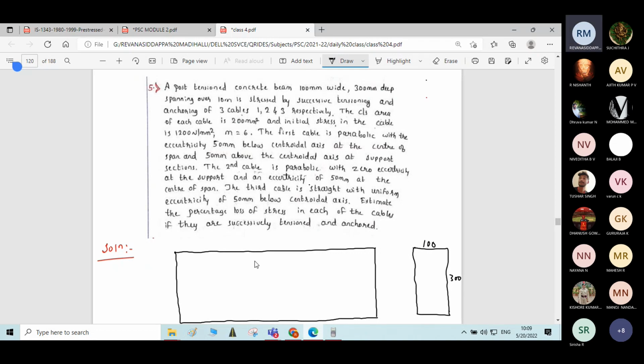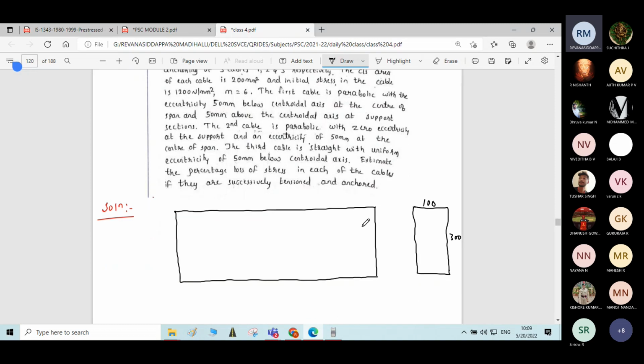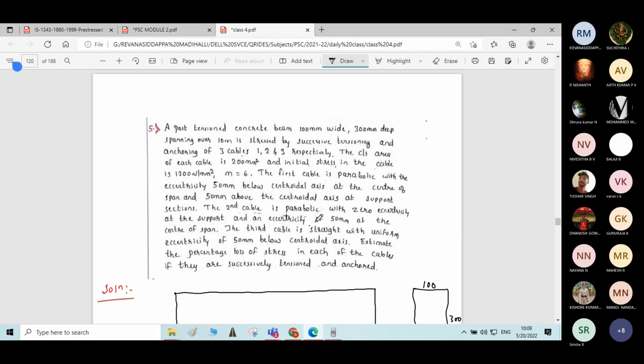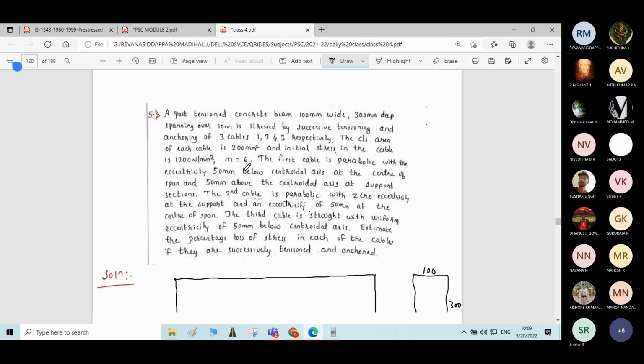Spanning over 10 meters. The length of the beam is given as 10 meters. It is stressed by successive tensioning and anchoring of 3 cables, 1, 2 and 3 respectively. The cross-sectional area of each cable is given as 200 mm square.